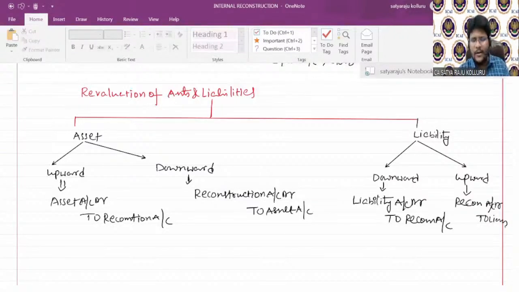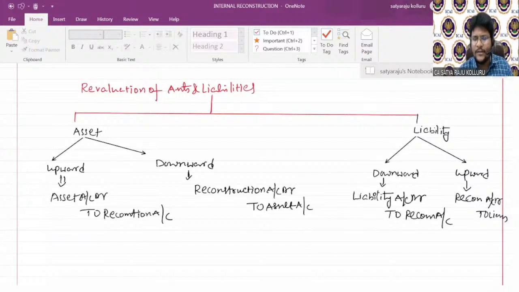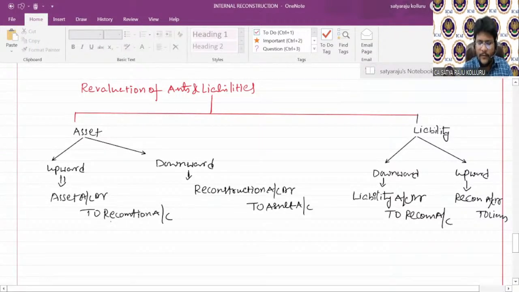So these are already known. In revaluation, this is how we pass the journal entries. In the same way, just on behalf of revaluation, you mention the reconstruction account. Nothing great here. Am I right?